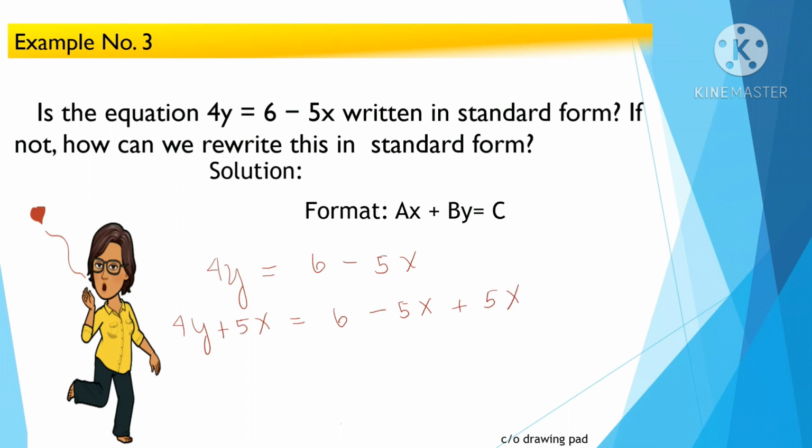Now, why positive 5x? Because we need only a constant in the right side of the equation. And since this is 0, we only have 6 left. So the right side of the equation is equal to 6. The left side of the equation becomes 4y plus 5x. We simply rearrange the term with x variable first. So we have 5x plus 4y equals 6. Thus, the standard equation of the given line is 5x plus 4y equals 6.